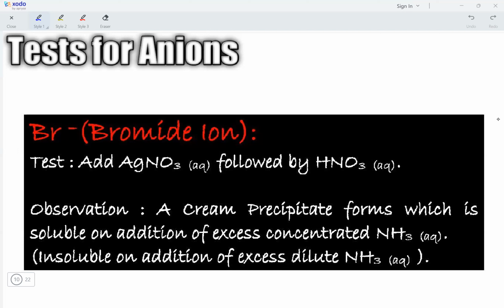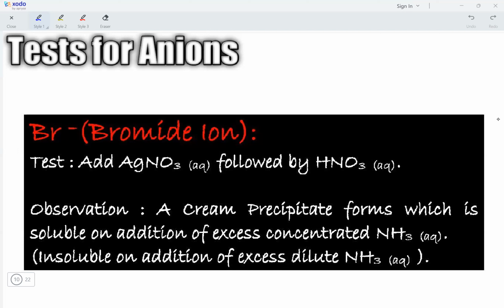Now, concentrated ammonia is how we receive ammonia from the chemical industry, and we will not be doing this test in the lab because concentrated ammonia is dangerous. So, we are only left with dilute ammonia in the lab, and this precipitate does not dissolve with dilute ammonia. So, the precipitate would remain on addition of dilute aqueous NH3.